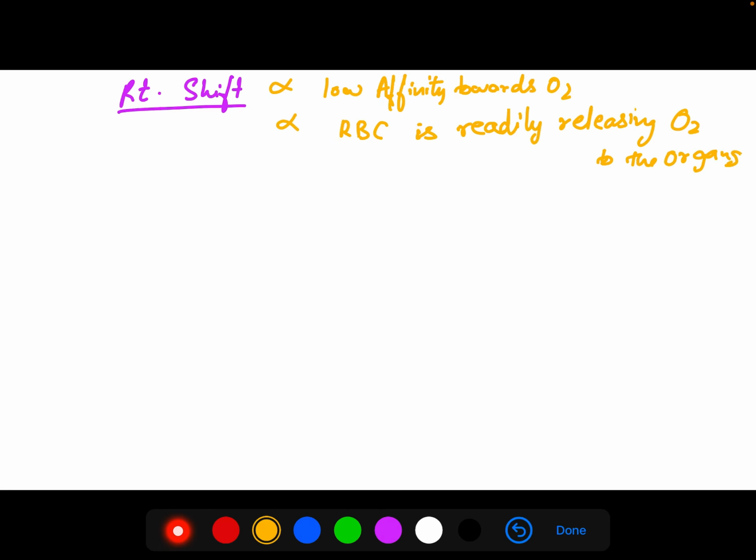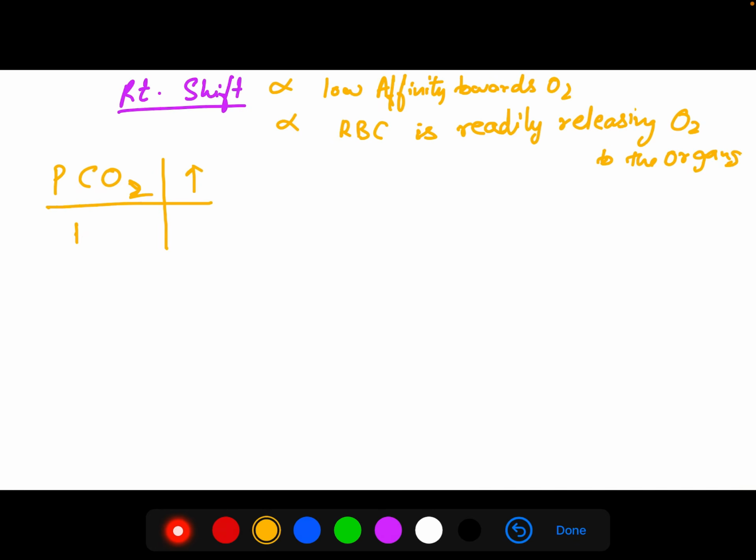So first of all, it will be the partial pressure of CO2. Whenever the partial pressure of CO2 increases in our arteries, there will be a rightward shift, because obviously when there is an increase in carbon dioxide, our tissues will need oxygen. So for tissues to get oxygen from the RBC, it has to reduce its affinity so that it can release oxygen. So the first factor is the partial pressure of carbon dioxide.